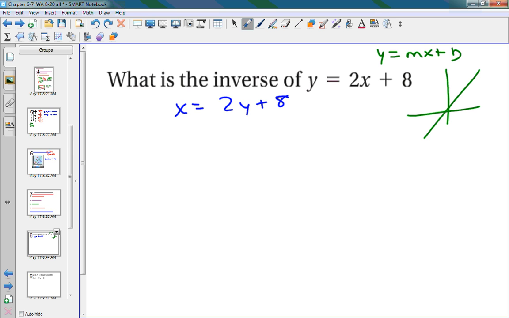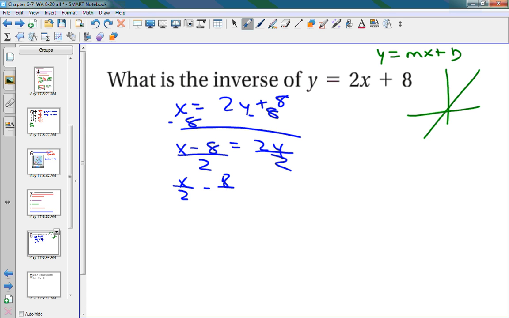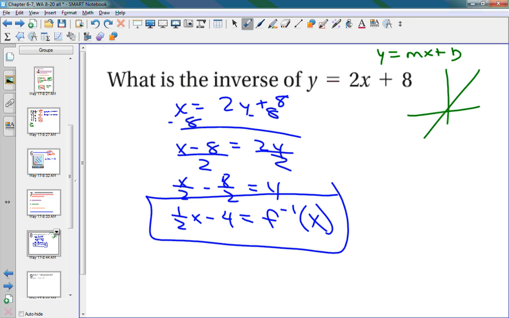Solve for y. So do what? Subtract 8. So x minus 8 is equal to 2y. Now what? Divide both sides by 2. X over 2 minus 8 over 2 is equal to y. So 1/2 x minus 4 is equal to the f inverse of x. Did you see how I simplified those and also replaced the y with f inverse of x? Yay, nays?